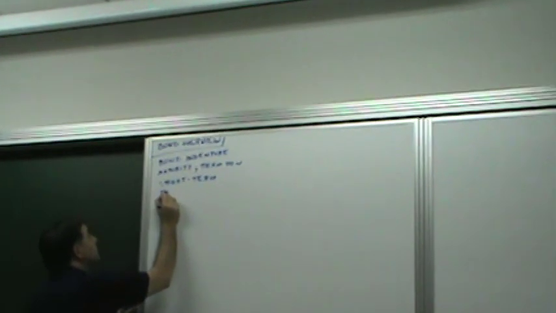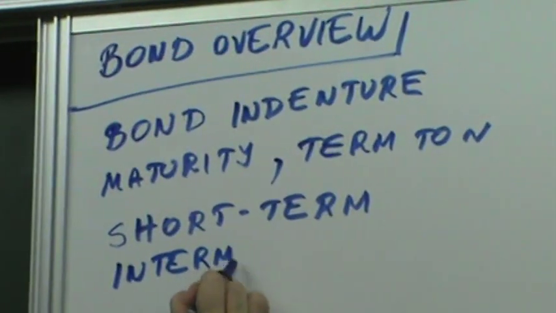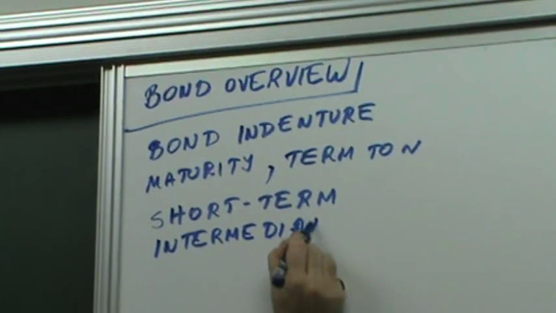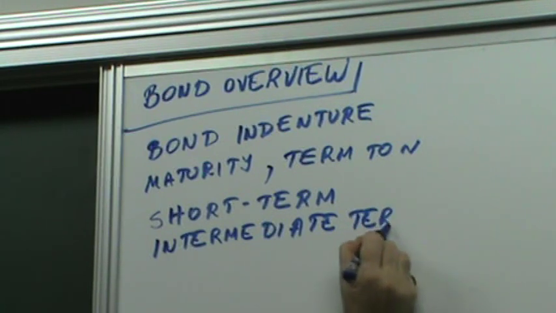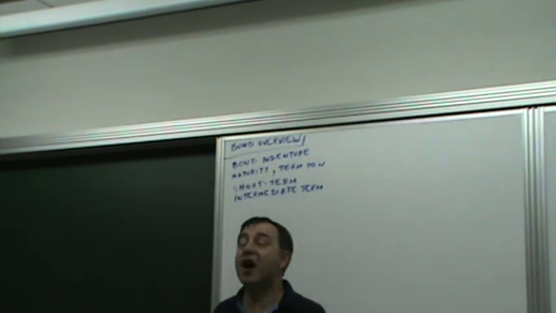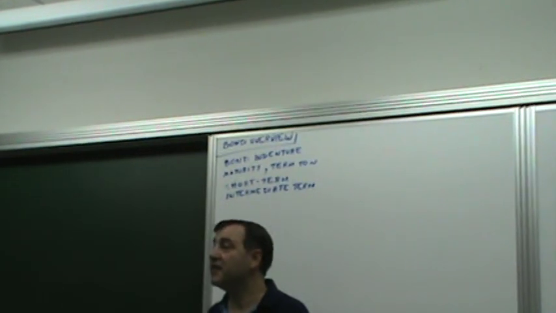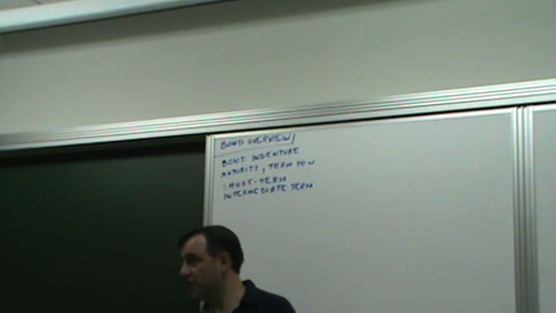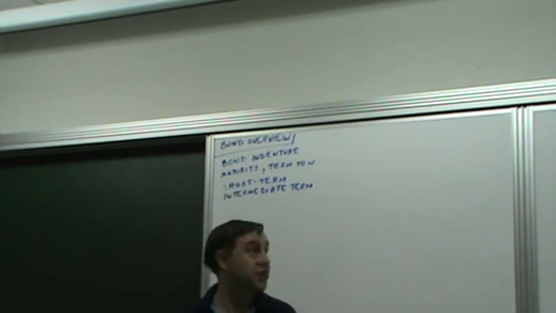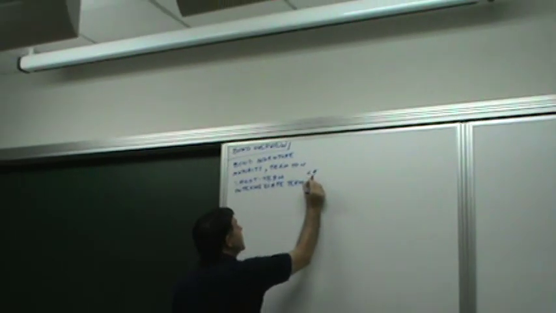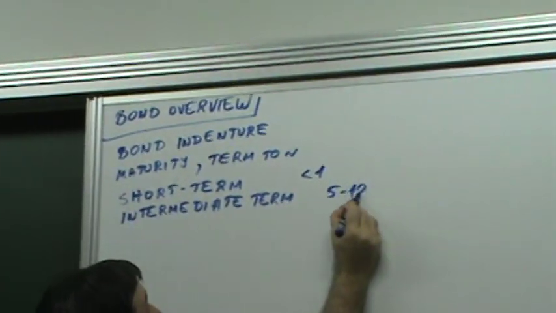Intermediate term. And here intermediate terms got a lot of different definitions. One of them is between 5 and 12 years. So 5 and 12 years. Let's see what the textbook is giving us. Yes, it's giving us 5 and 12 years. So this is less than 1. This is between 5 and 12 years.